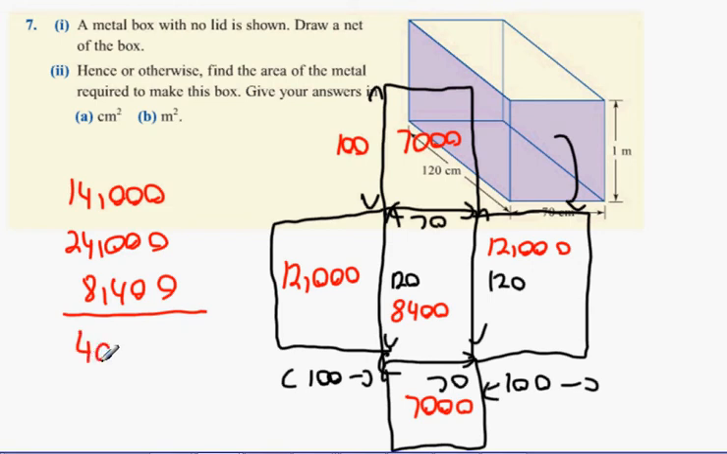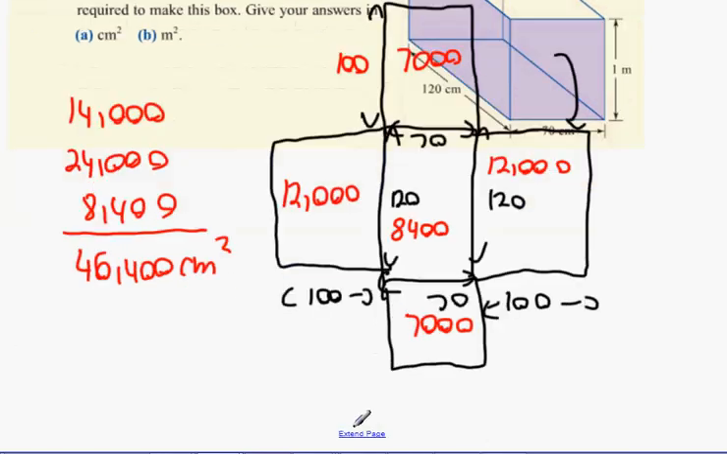46,400 centimeters squared. Okay, now does anybody remember your conversions? How do you convert that into meters squared? Will anybody even know how to begin that?